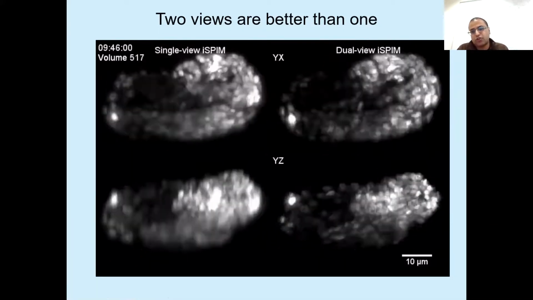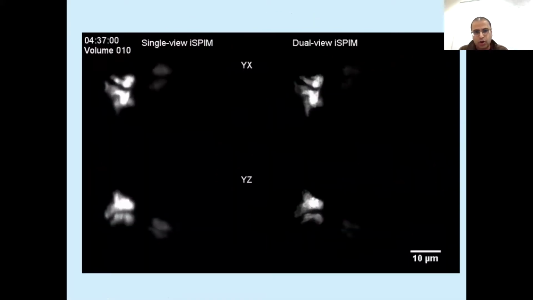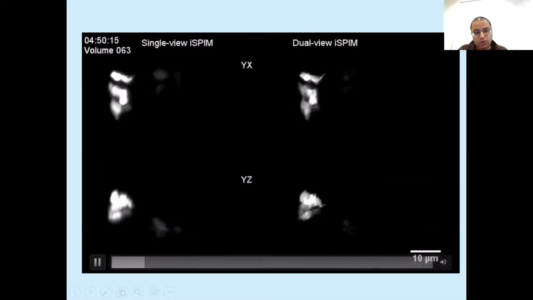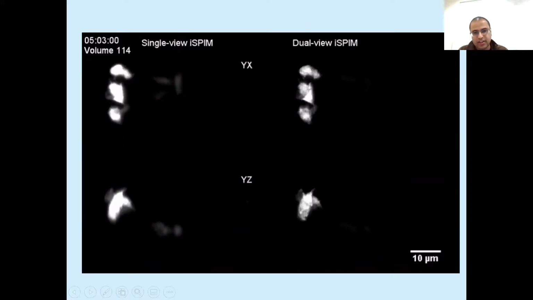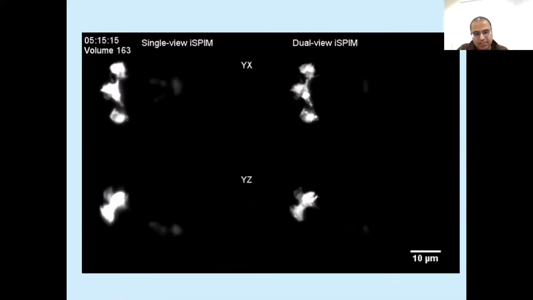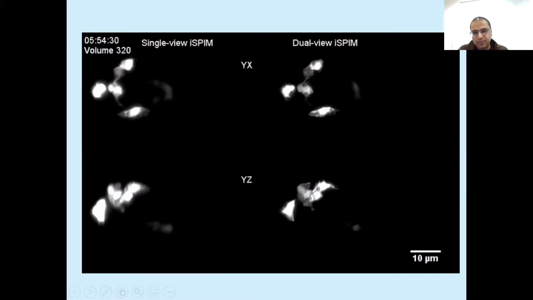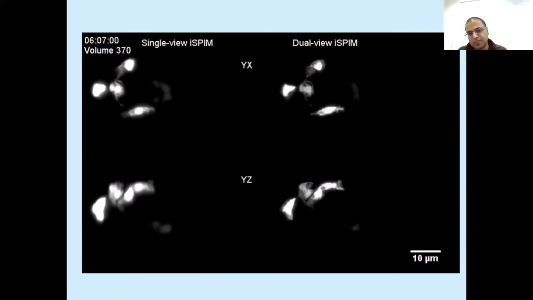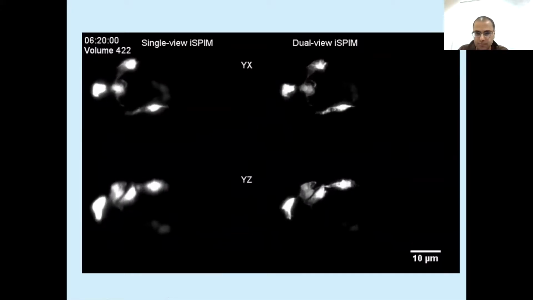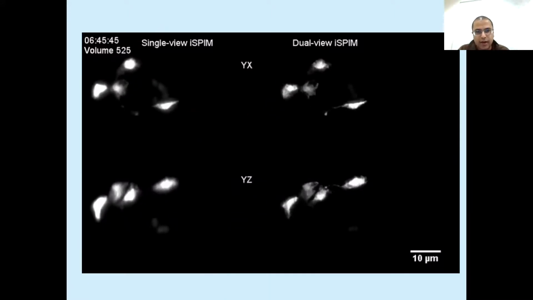And this works not just for nuclear structure, but it also works for finer structure like neuronal structure. So in this case, looking at a couple of neurons, in the single view images, they're pretty blurred. In the dual view images, they're much better resolved in Z. And so you can actually segment these neurons as they develop in the C. elegans embryo. So hopefully that concept is kind of clear.